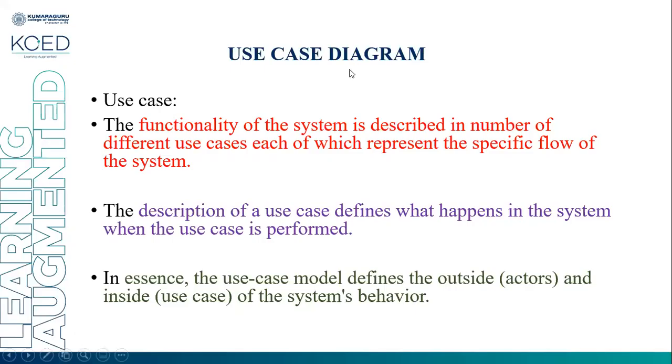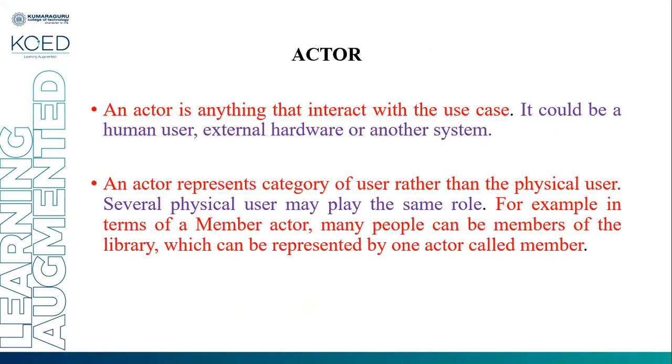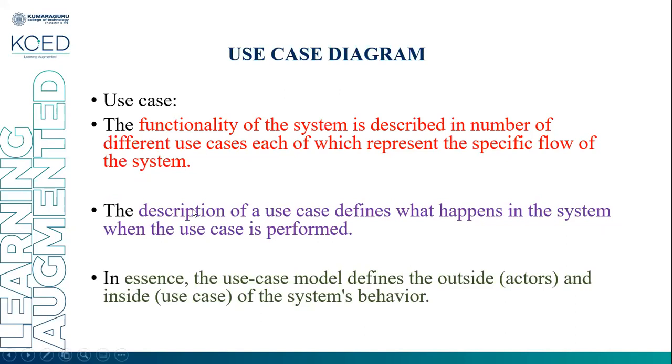So what is the use case diagram first? It represents the functionality of the system. The functionality of the system is described in a number of different use cases, each of which represents a specific flow of the system. A use case is an ellipse symbol. It mentions a particular activity of the system, so that is known as a use case. The description of the use case defines what happens in the system when the use case is performed. It explains what is happening inside the system when the use case is performed.